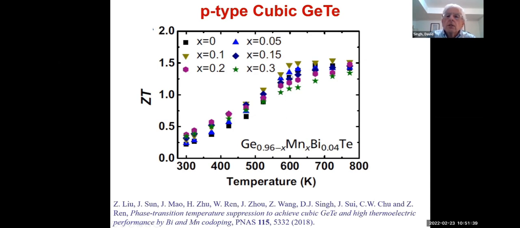This is still cubic because it's stabilized cubic by the manganese, so it never shows the rhombohedral phase. And then it continues to be high down at lower temperature, which is a very favorable feature for waste heat harvesting. So it's a good material. You notice these numbers. This is 1.5.